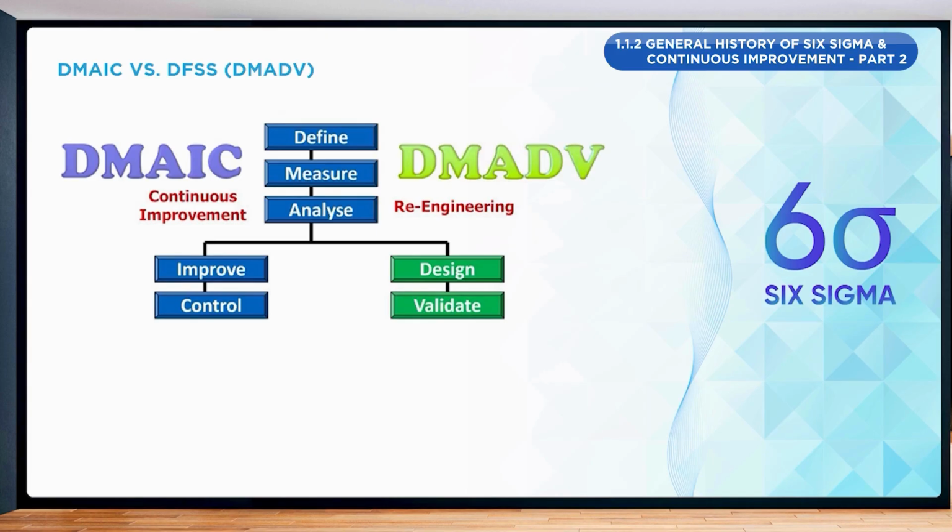What we can say is that the first three phases, define, measure, and analyze, are common for both methodologies. And at the end of the analyze phase, we may decide that we want to improve, for example, the process, in which case we proceed with improve and control, or we may decide that the process is candidate for re-engineering, in which case we have to design and validate.